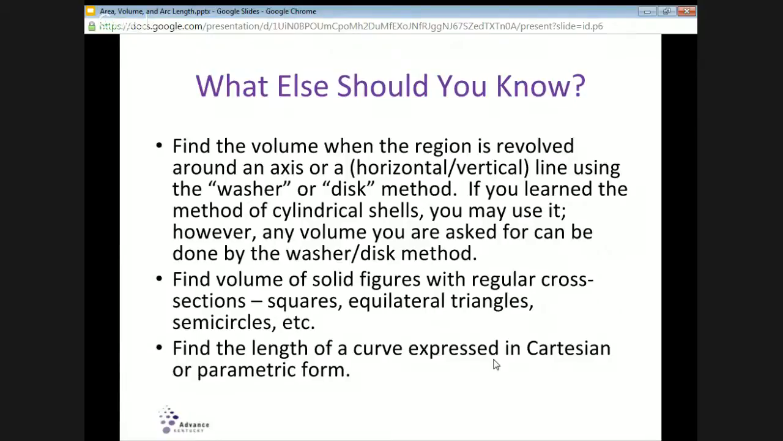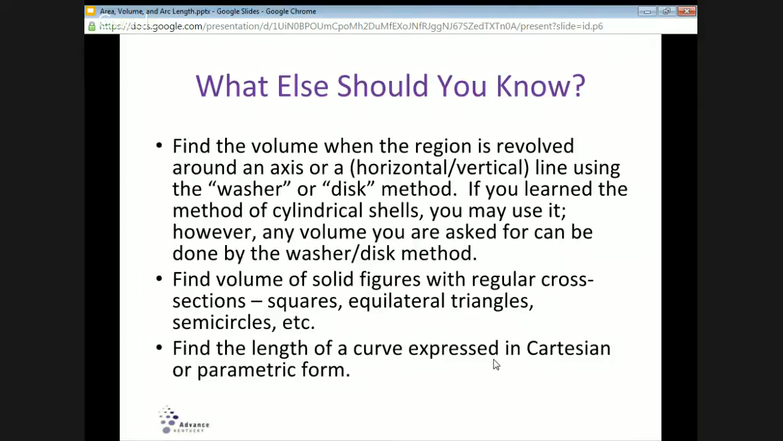You should also know how to find the volume when a region is revolved around a horizontal or vertical line using either the disc or washer method. You might have learned shells in your classroom, and that's a good thing to know. However, shells is not directly tested on the AP exam, so it's not something you need to know. Now, I say not directly tested. This is what I mean. If you're working an area or volume problem and you do something by the method of shells, if it's correct and appropriate to do so, you will get full credit for it, unless it specifically says to use another method.